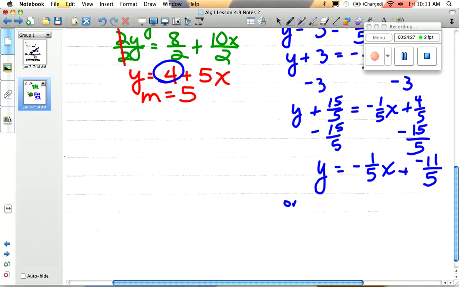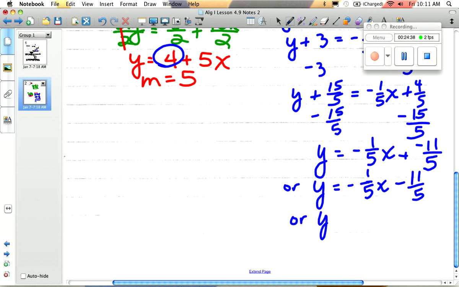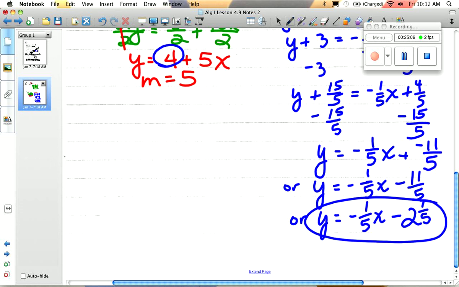Or we might see our answer in an answer bank as, first of all, cleaned up, subtract 11 fifths. Or we might see it in an answer bank, y equals -1/5 x minus 2 1/5. They will change the y-intercept to a mixed number. And this is a nice decimal one. What's the decimal name for 2 1/5? 2.2, yeah, so it might be negative 1/5 x minus 2.2. So here's our equation of our perpendicular line. That one we're done.